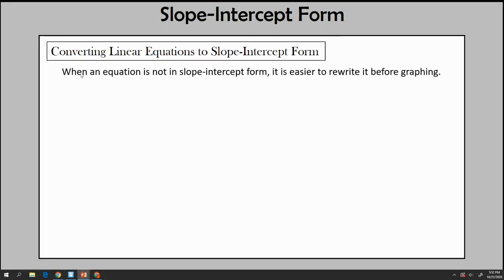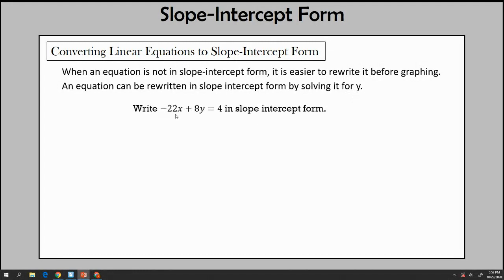All right. Now, the second piece of this, what happens when the equation is not in slope-intercept form? Well, it's a lot easier to graph if we rewrite it in that form before we go about graphing it. Okay. So an equation can be rewritten in slope-intercept form simply by solving it for y. All right, so let's take a look at this equation. Let's write the equation negative 22x plus 8y equals 4 in slope-intercept form. Okay, holy cow, where'd that come from?